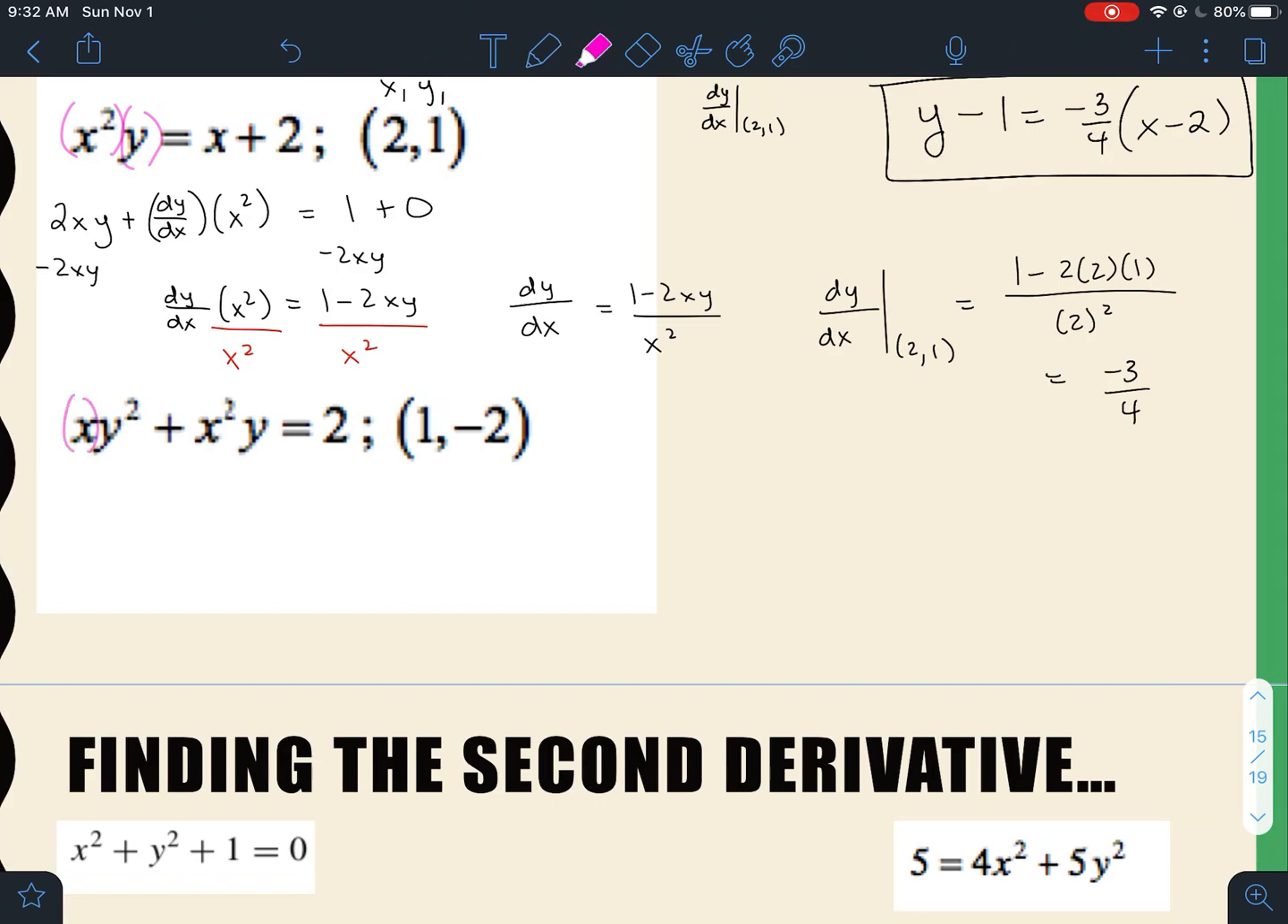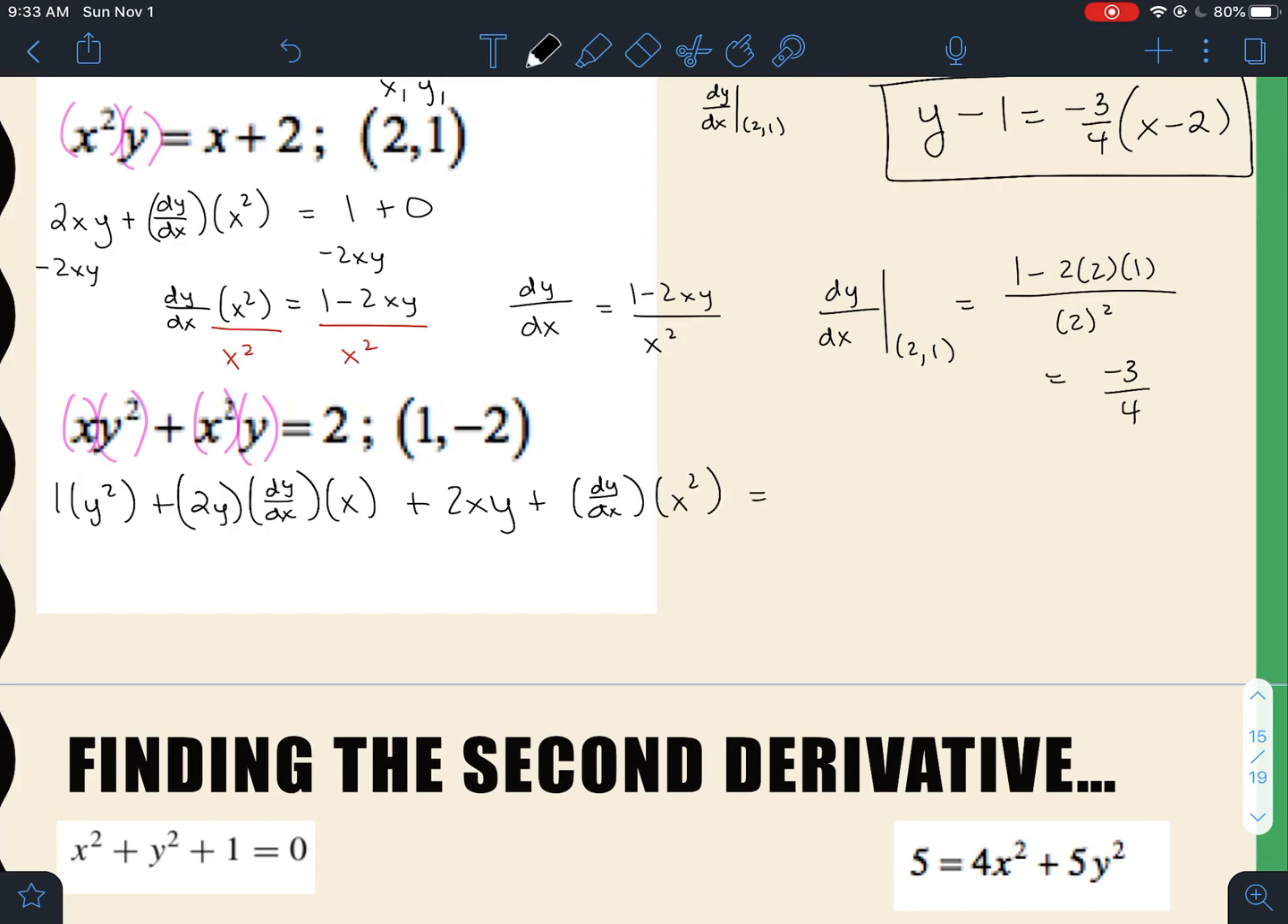x squared y squared plus x squared y equals 2. So again, for both of these, we're going to have to use product rule: x times y squared and x squared times y. So the derivative of x is 1, times, leave the second alone, y squared, plus the derivative of y squared is 2y dy/dx, and then times, leave the first alone, x. And then plus, now we're going on to the second function, x squared y. So the derivative of x squared is 2x times y, plus the derivative of y is dy/dx, times the first function, x squared, and then equals the derivative of 2, which is 0.